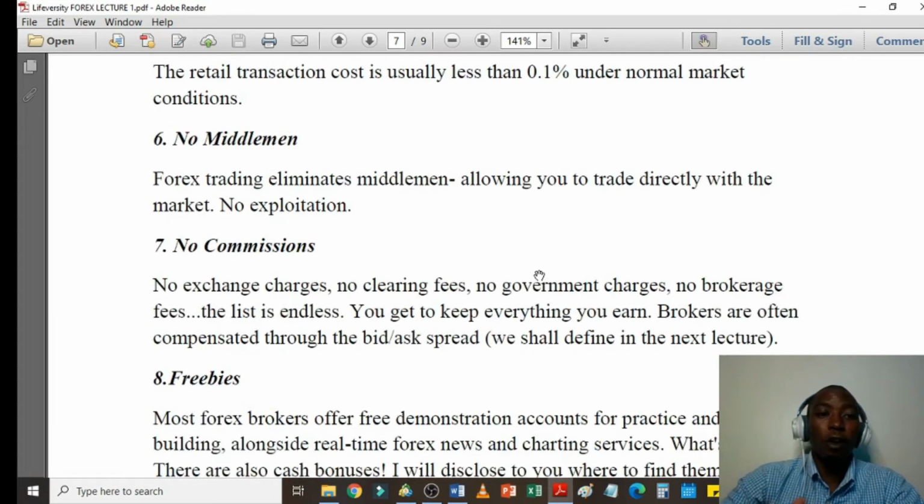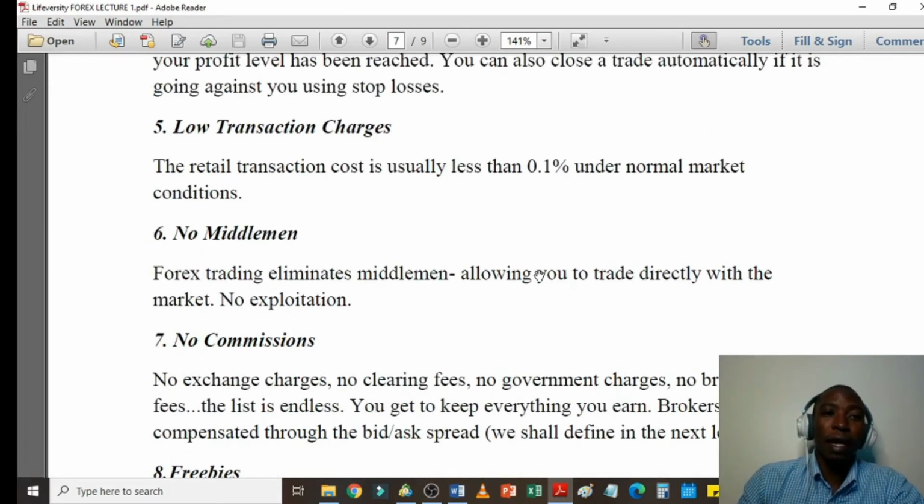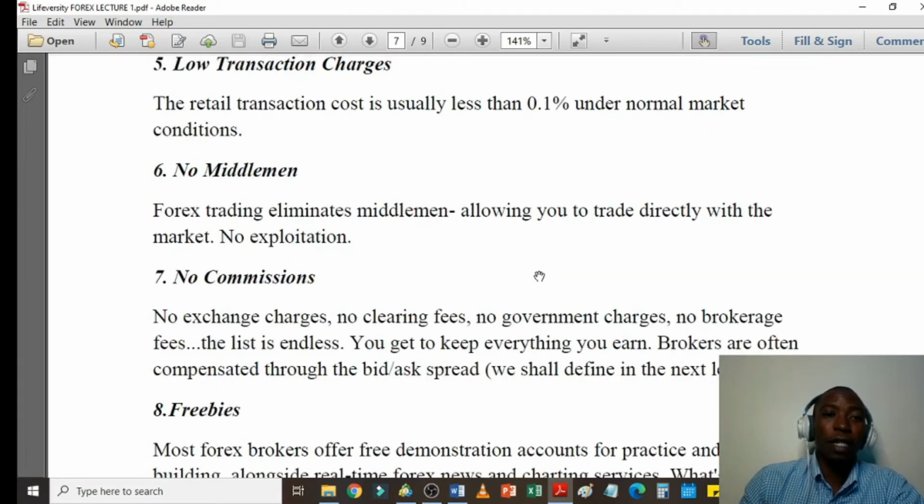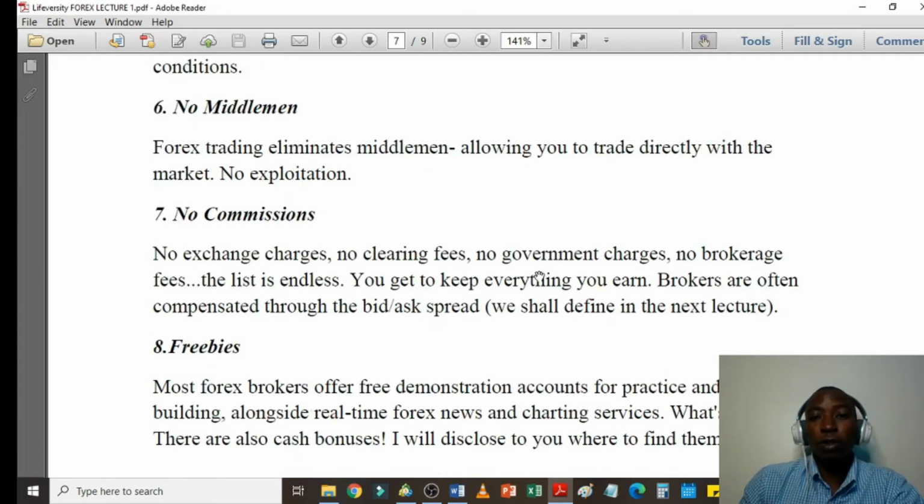Number 7, no commissions, no exchange charges, no clearing fees, no government charges, no brokerage fees. The list is endless. You get to keep everything you earn. Brokers are often compensated through the bid and ask price. We shall define it in our next lecture. As I said earlier in point number 5, low transaction charges, no commissions also, and the brokers will only be compensated through what we call a spread. You'll come to learn what a spread is in the upcoming lectures.